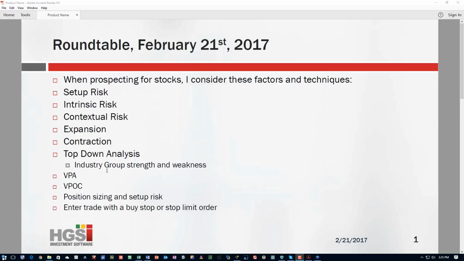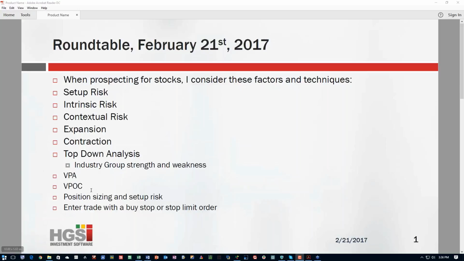Anyway, I look at the top down, I look at the industry group strength and weakness. I use VPA, which is volume price analysis. I'm sure you're all aware of that now. If you've been looking at HGSI or using it, that's an integral part of the process anymore. It's very important because it gives us a roadmap to what's going on. No, the flags and the signals are not always correct, but you'd be surprised at how often they are.